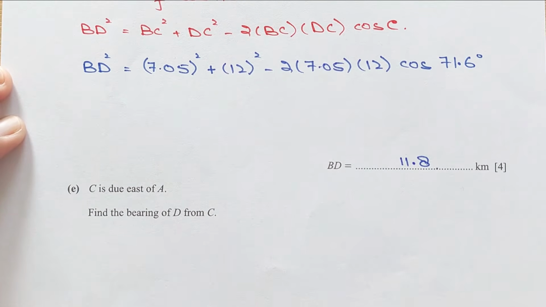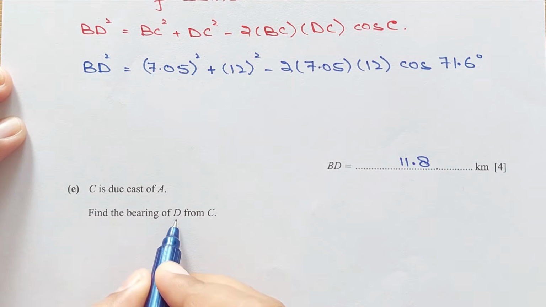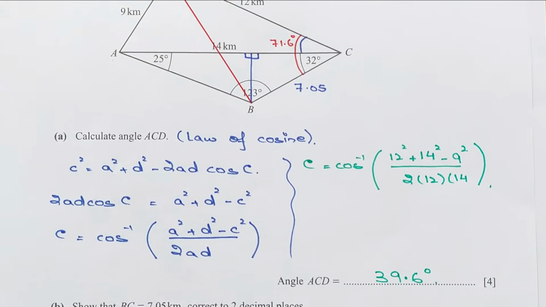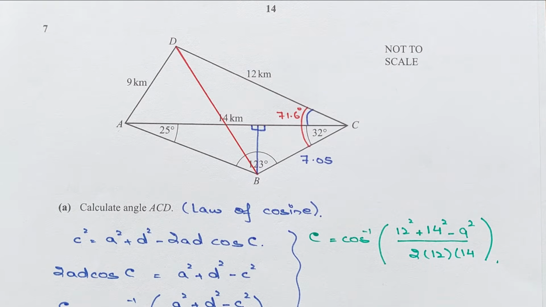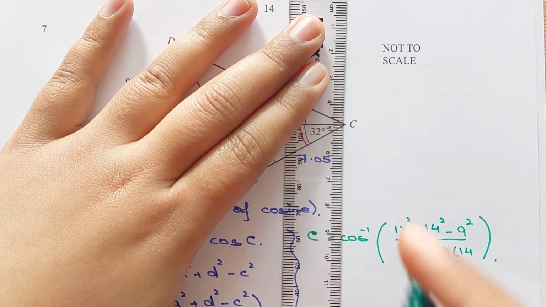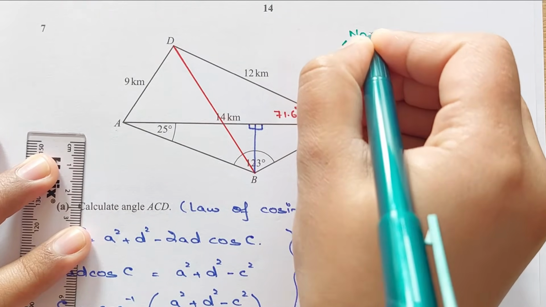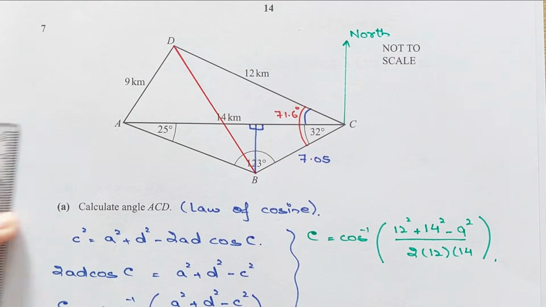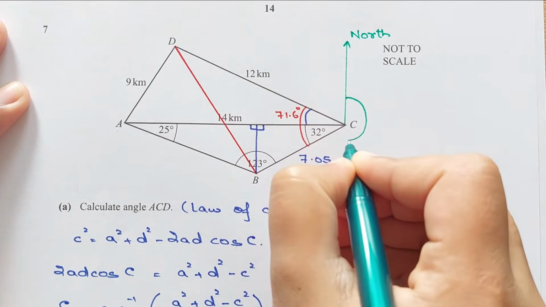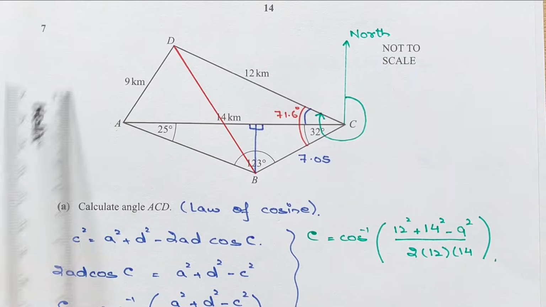Now for part E, C is due east of A. Find the bearing of D from C. Okay, look at the diagram, the bearing of D from C. So for this, from C we have to calculate, so draw the north line at point C. This is a north line. We need to calculate the bearing of D from point C. So this whole angle we have to calculate. Right. So this is very easy.